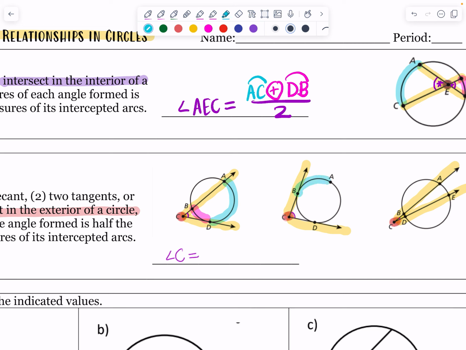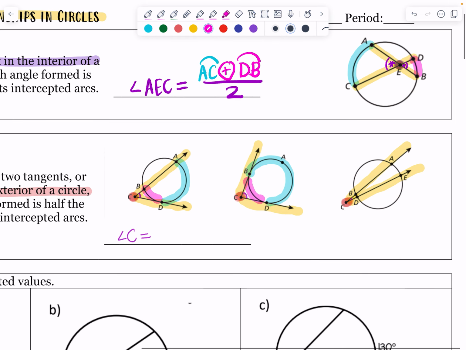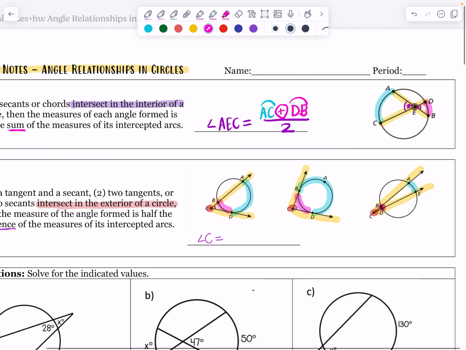Same thing in this picture. Blue minus pink divided by 2. And then same thing on this one, blue minus pink divided by 2. Why do I have to do the bigger one minus the smaller one? Well, if you were to do the smaller one minus the bigger one, that would give you a negative angle measure, which we are not going to have as an answer.